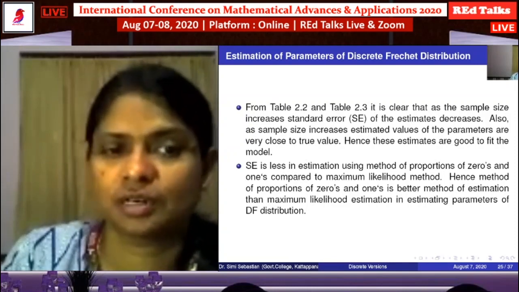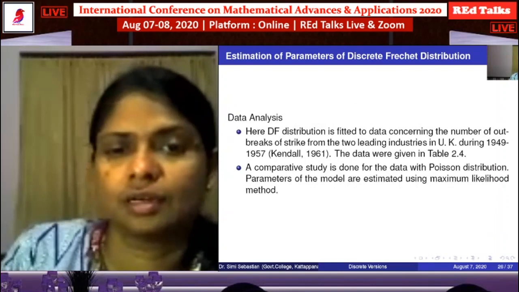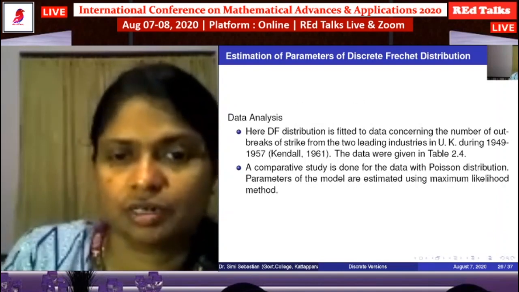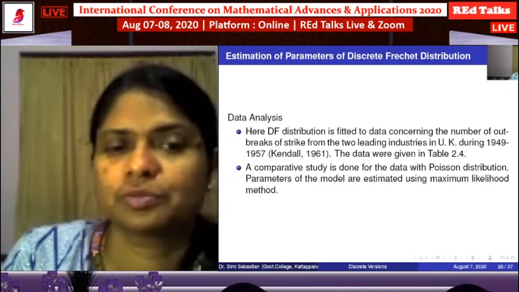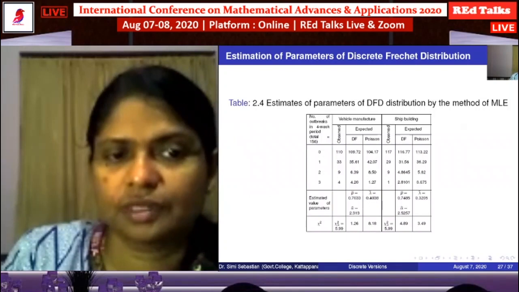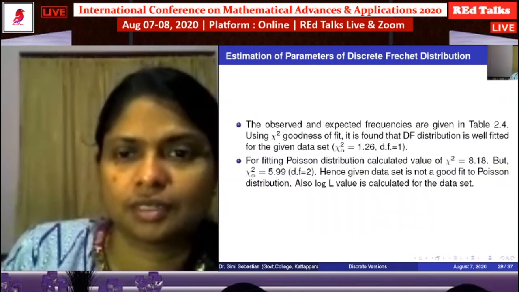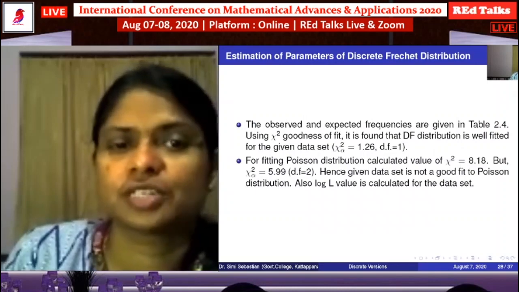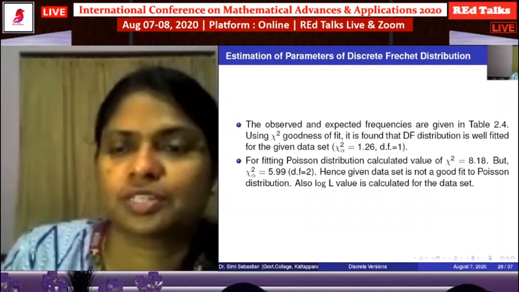Here, a data set is fitted with the discrete Pareto distribution and a comparative study is done with the Poisson distribution using the method of chi-square. And it is observed that the discrete Pareto distribution is a good fit to the data compared to the Poisson distribution.